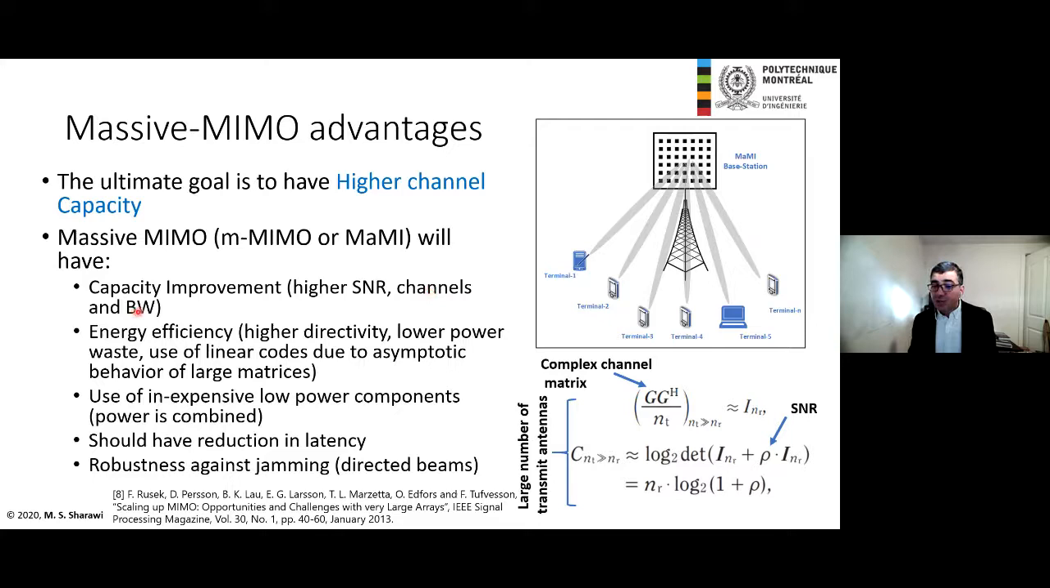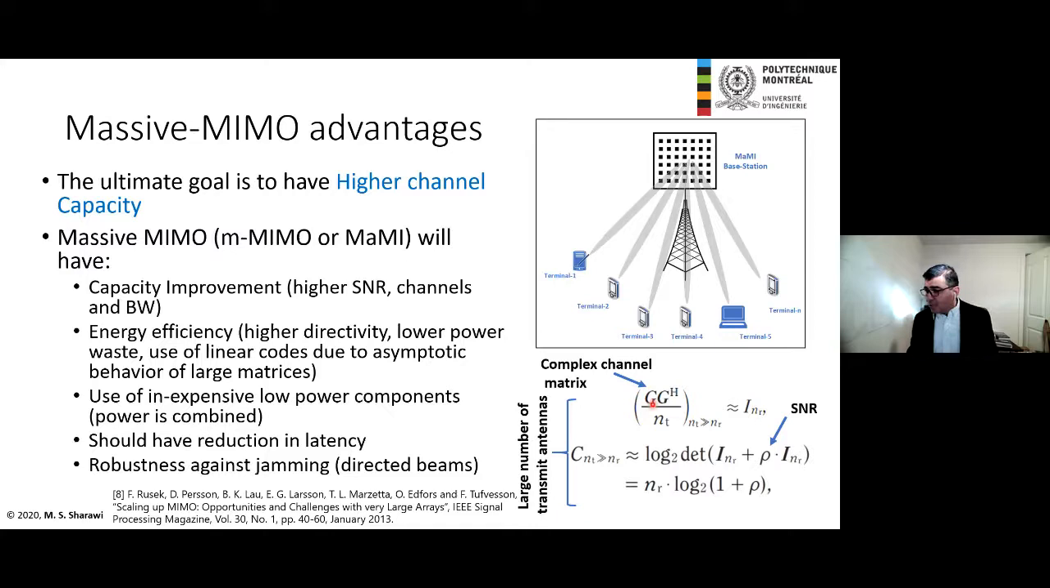We can have energy efficiency. Why? Because we can have directive antennas, directive beams, and rather than having few antennas with very high power amplifiers, we can have hundreds of antennas with very small power amplifiers collectively. So we can add them up. So the addition will make the systems more efficient, because power amplifiers are extremely inefficient in base stations, and they consume more than 50% of the energy supplied for the base station. Of course, when we have lower power components, that means that we can have cheaper components, and then we can have a cheaper overall system, cheaper in the sense of per component. We should have, of course, a reduction in latency, and this is a requirement for 5G critical applications. And of course, we will have robustness against jamming because we have these dedicated beams.